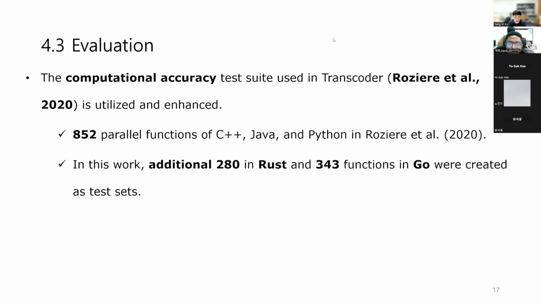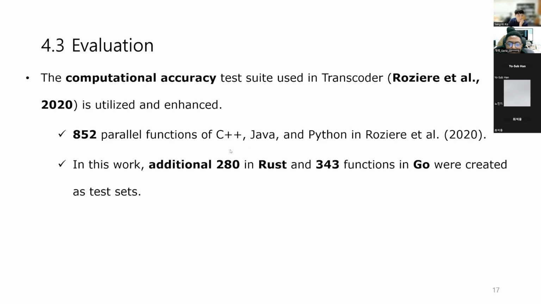Then how did they evaluate the performance on these languages? Because there are no available pairs of these functions in Rust and Go. If you want to evaluate the performance of this model on Rust, then you have to have the pair of codes written in C and Rust, and you try to translate the code in C to the code in Rust, and see whether they are functionally equivalent. But if there are no parallel functions like that, then how did they evaluate?